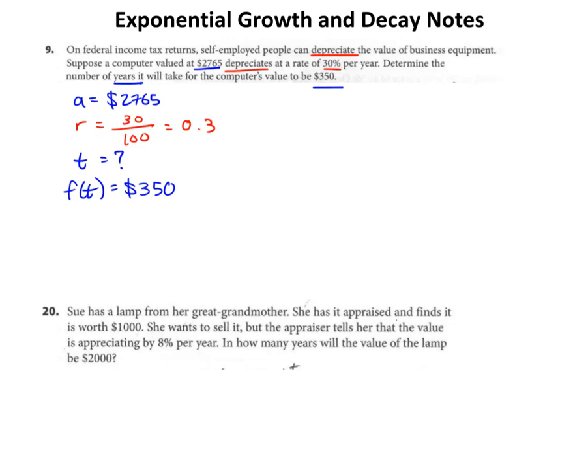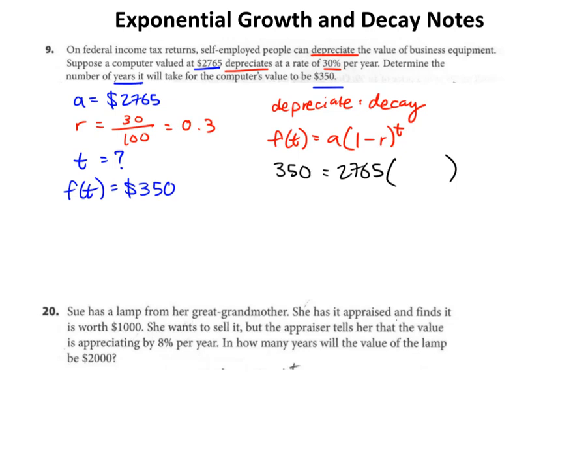As you can see here, depreciates is going to represent some sort of decrease. So that represents exponential decay. Now we're going to use the formula f of t equals a times 1 minus r raised to the t. Let's plug in what we have. So 350 equals a, which is 2,765, times 1 minus r, which is 0.3, raised to a power of t.